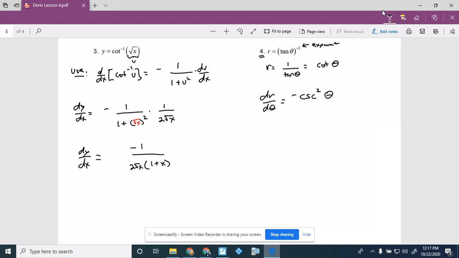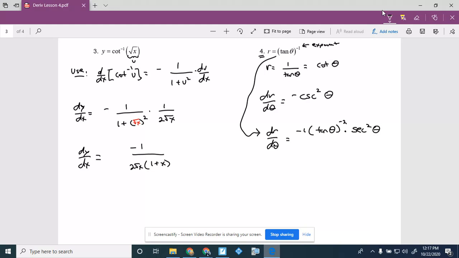If you wanted to, you're like, I didn't see that rewrite trick, but I did know it was an exponent. So when you went to do dr d theta, maybe you did the power rule. You're like, this is stuff to the negative 1. So negative 1 stuff to the negative 2 times the derivative of stuff. The derivative of tangent theta is secant squared theta, right? So maybe you ended up doing that.